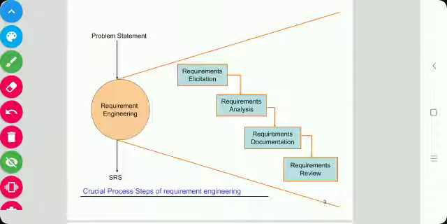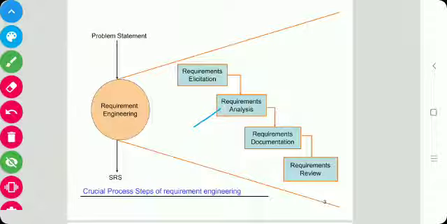First is requirement elicitation. We can also call it the gathering of requirements, and this requirement elicitation is a communication intensive activity in which the software engineers as well as the customers sit together and collect the requirements by using different requirement elicitation techniques.